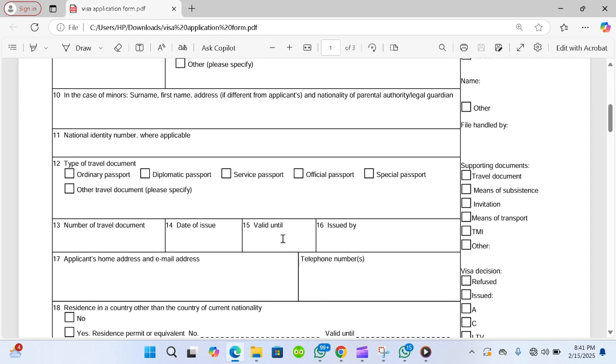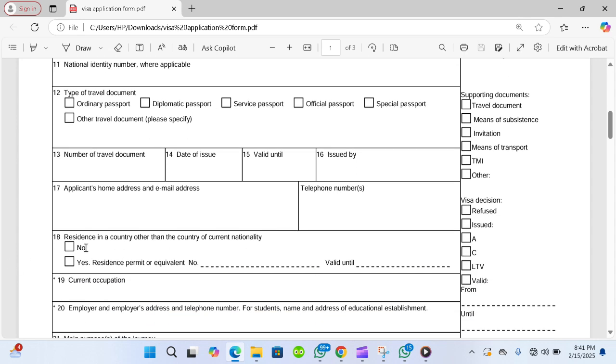Number 17, applicant's home address and email address. Here, you are meant to write your full address, your email address and telephone number. Here you write your phone number. And let me also say this, always make sure you provide a valid number and email. This is how the embassy can contact you. So always make sure your phone number and your email address are valid.